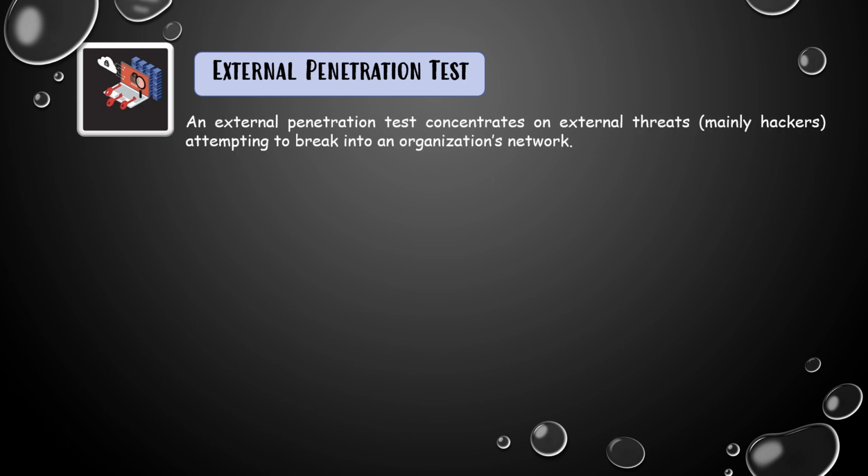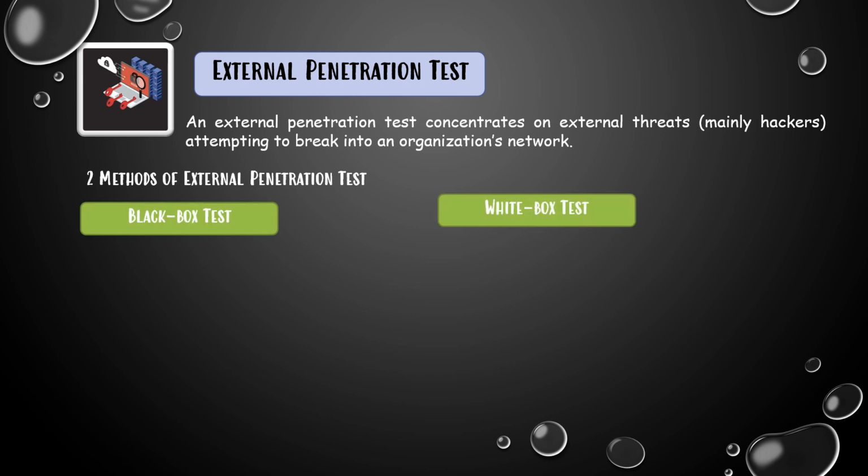For the penetration test, first is the external penetration test. An external penetration test concentrates on external threats, mainly hackers attempting to break into an organization's network. There are 2 methods for an external penetration test. First is the black box test and the white box.